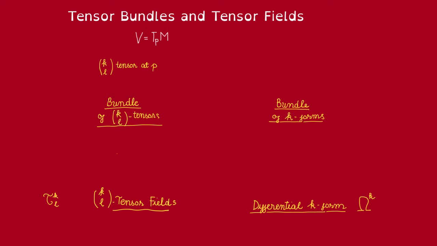Alright, now let's start with the manifold M. Now at every point P of M, we can repeat all the previous constructions of tensors for the vector space given by the tangent space to M at P. In particular, we can define a KL tensor at P to just be a KL tensor of the tangent space. So for every P, we have a vector space of KL tensors at P. Now putting all of those together gives us a bundle. We call this the bundle of KL tensors on M and denote it this way.